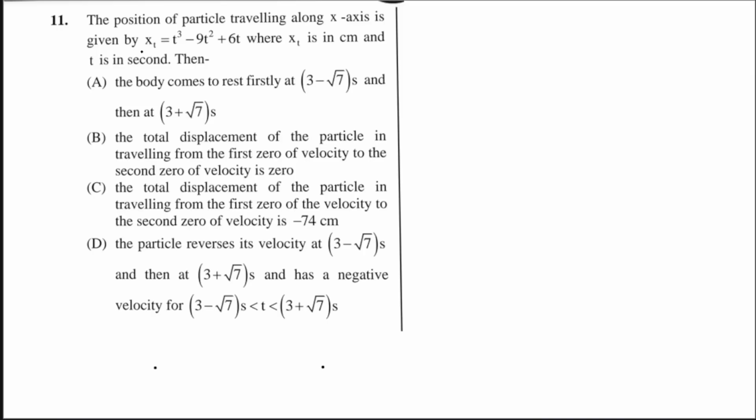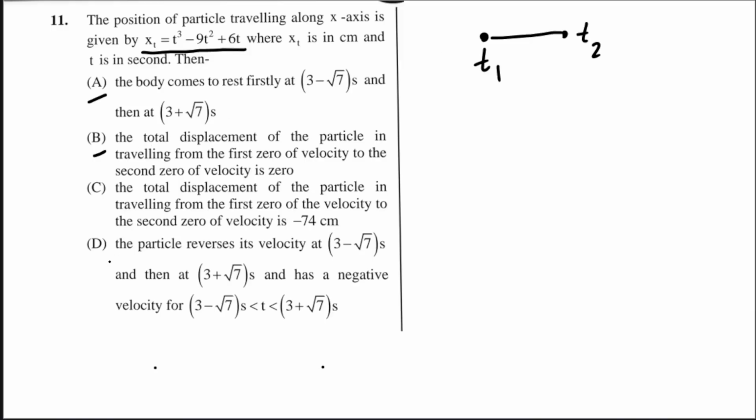In the question, we are given x as a function of time. And in the first option, we have to check the time at which its velocity will become zero. In the second case, we have to talk about the interval of time between which its velocity is zero. Let's say at time t1 and t2 its velocity is zero. Then in this interval we need to check what will be the displacement.